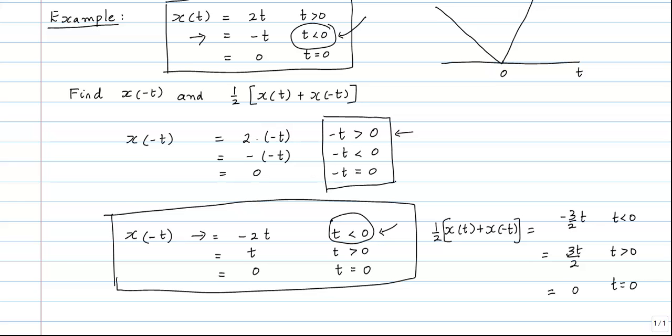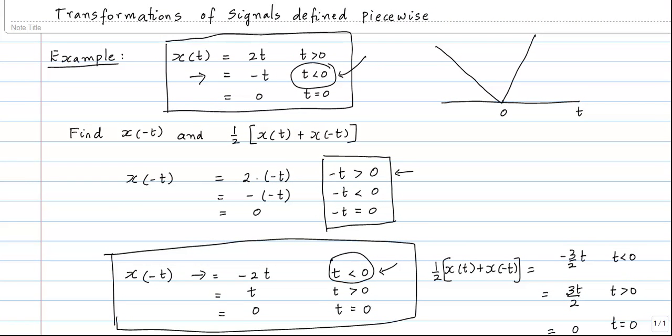Okay, and in fact you can see pictorially also you will get exactly the same thing. If I were to simply take this signal x of t, and flip it about the y-axis, I would get a signal which looks like this. The slope here would be negative 2 and the slope here would be 1. So this is x of negative t.